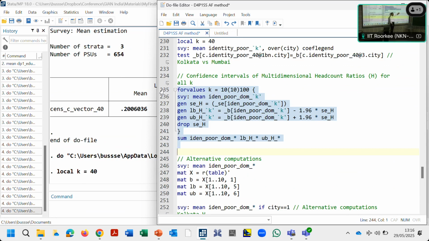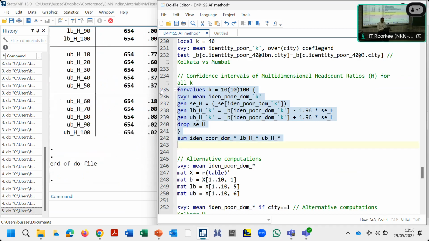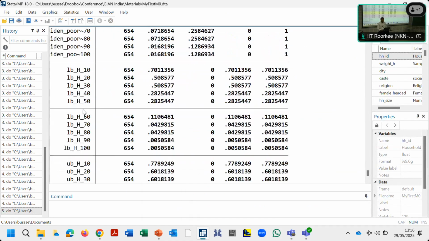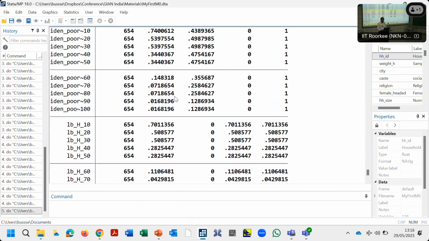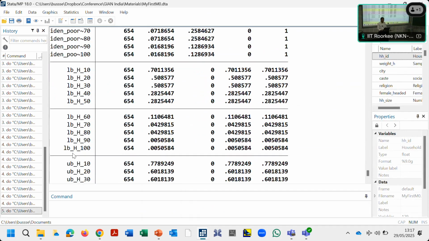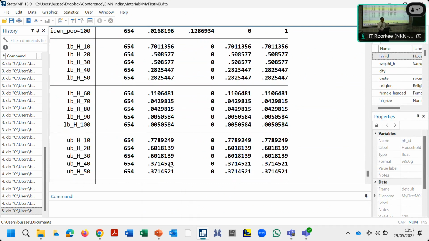Who had the question of confidence interval computation? There you go. This is how you compute the confidence interval. Does it make sense? Okay. So it was already there. If you run that, there you go. You have the confidence intervals for all values. So these are your multidimensional headcount ratios. And then you have the confidence interval. These are all lower bounds, and these are all upper bounds. So you get all the lower bounds and upper bounds.